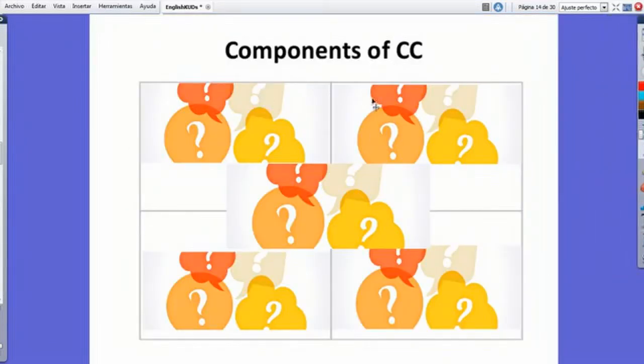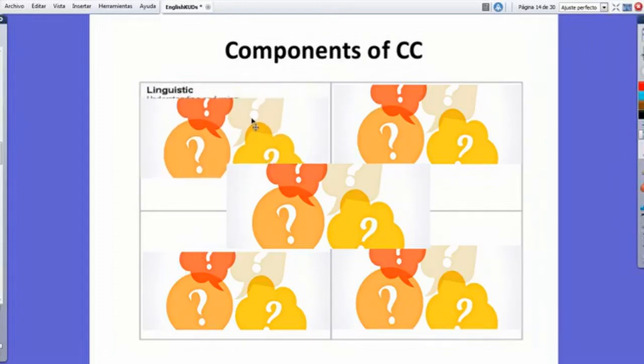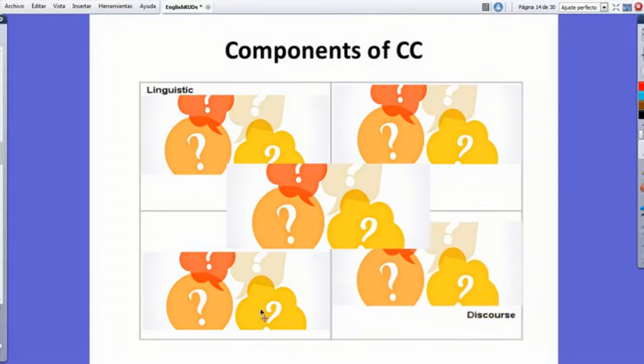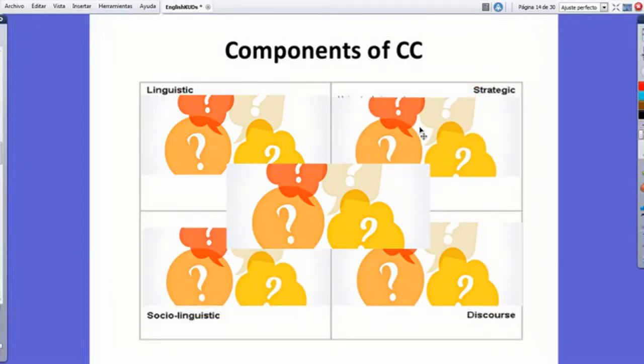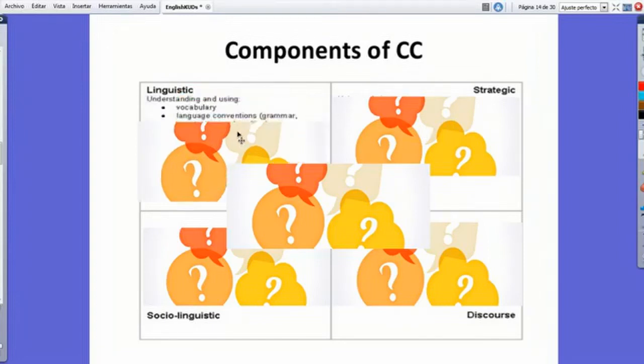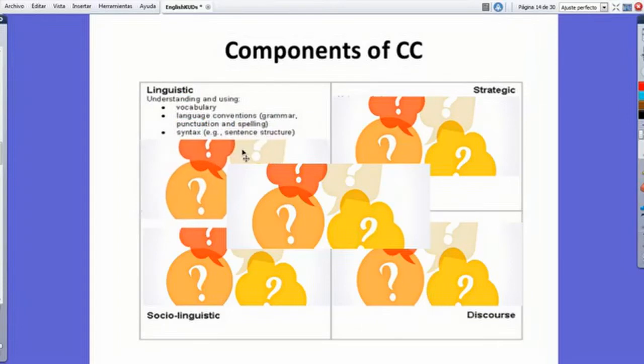Here we find the components of communicative competence again. Remember, linguistic or grammatical, discourse, sociolinguistic, and strategic. By linguistic competence, we mean understanding and using vocabulary, language conventions, grammar, punctuation, spelling, and syntax, for example, sentence structure.